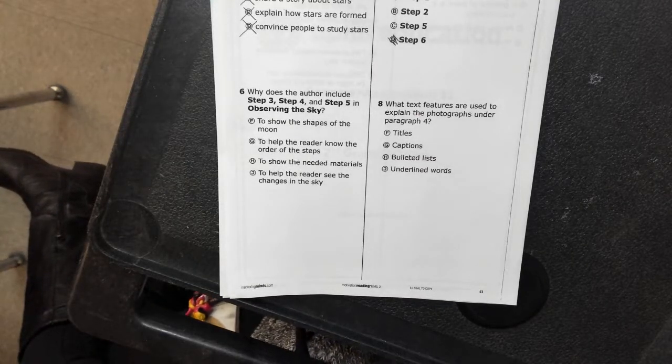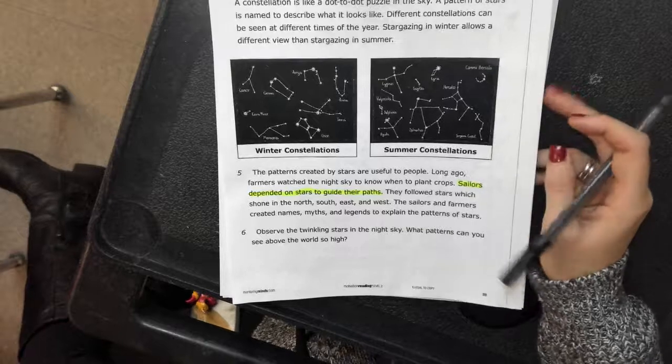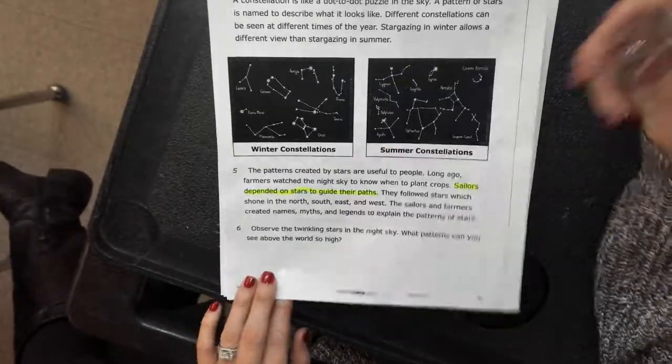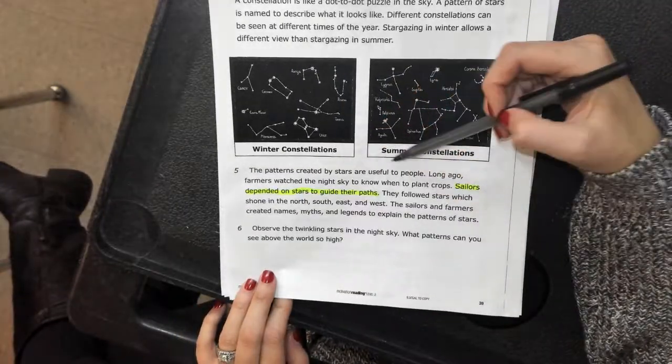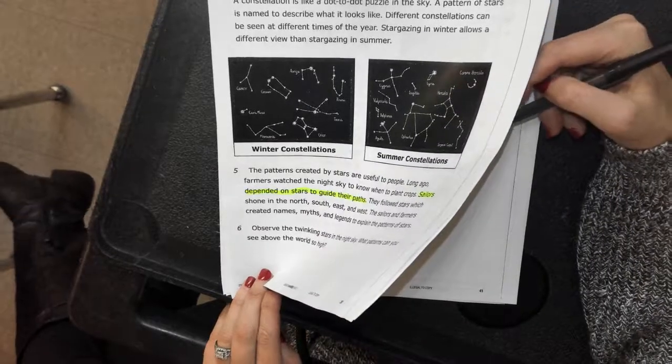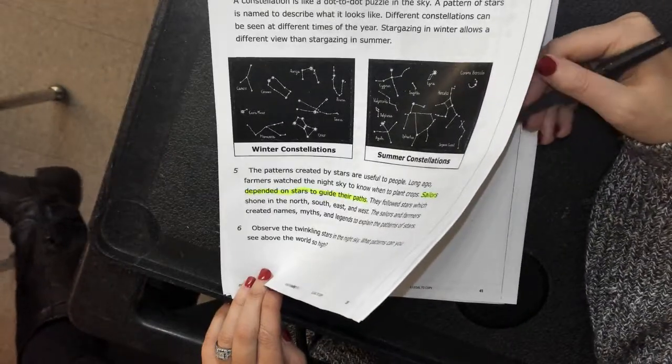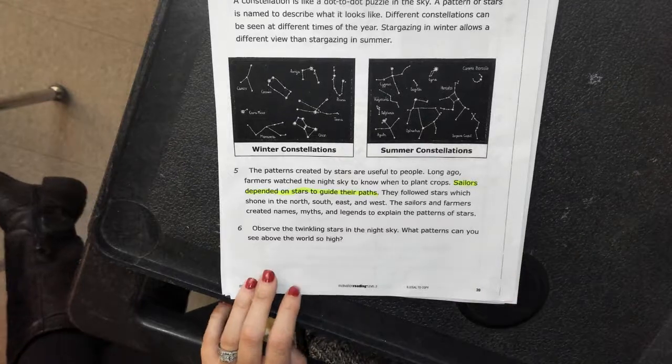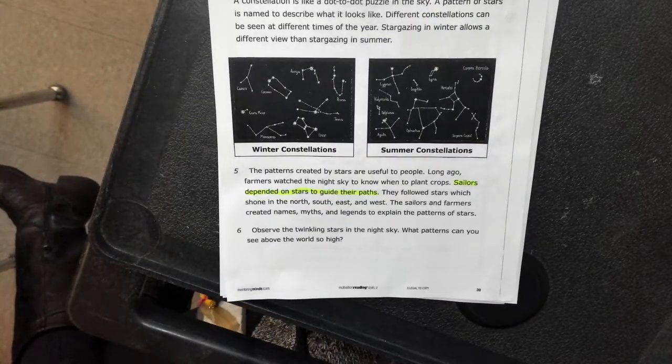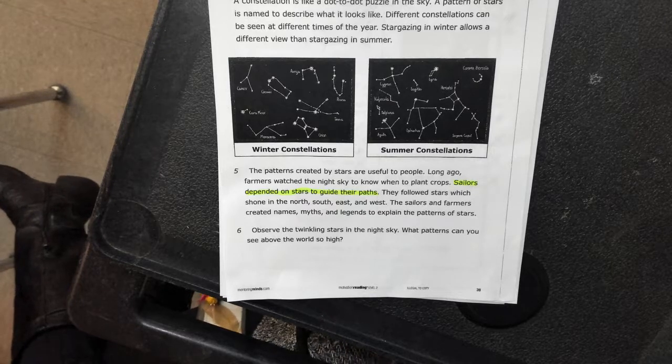Okay, we talked about this in small group and with our writing. Question 8 says, what text feature is used to explain the photographs under paragraph 4? So what are these called? Are these called titles, captions, bulleted list, or underlined words? Captions. It is a caption.